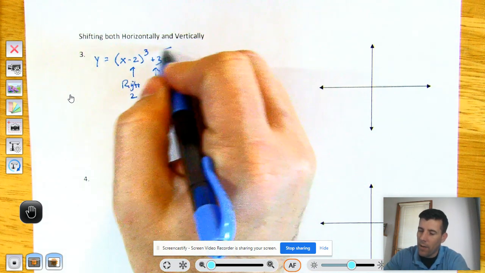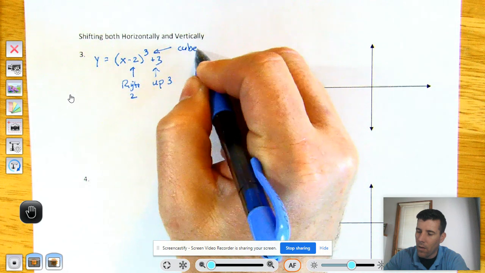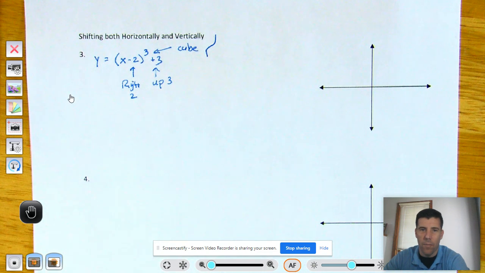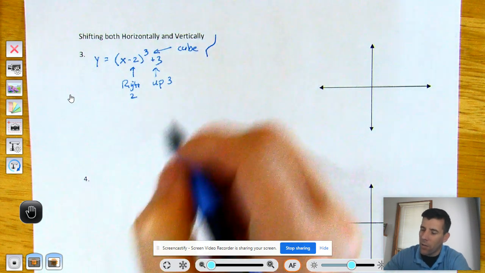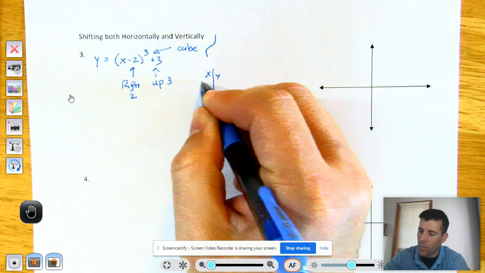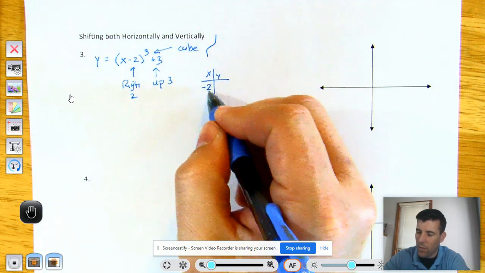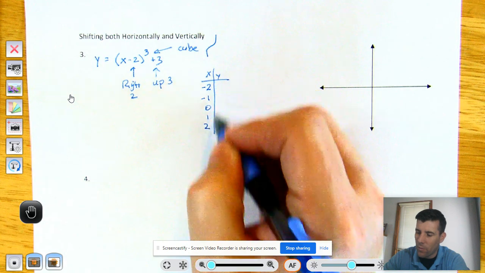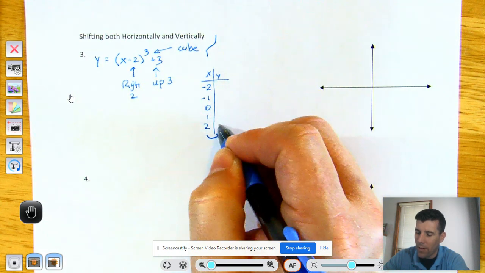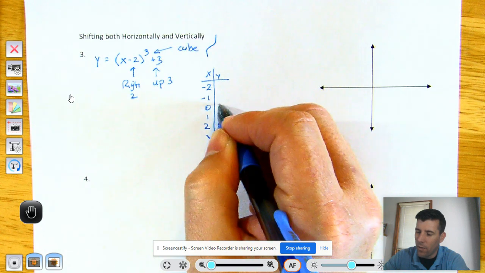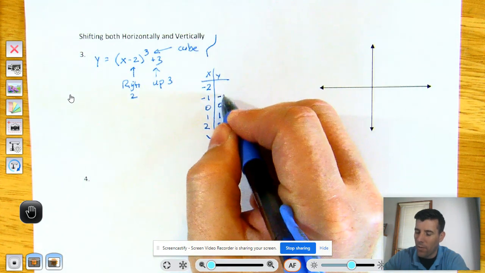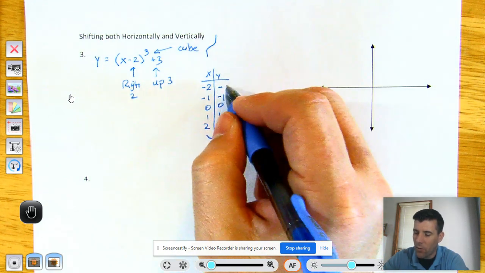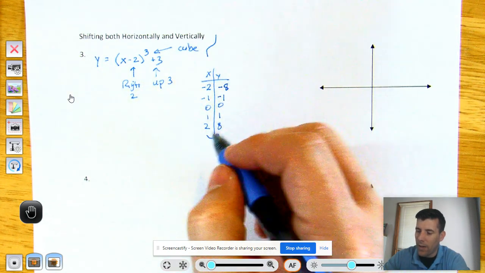And then this cubing tells us the basic shape of the graph is going to be something like that. But it's going to move right 2 and up 3. So let's look at how we would do that. The x values here, we usually stick with -2, -1, 0, 1, and 2. But now we're cubing those. Okay, so when I take 2 times 2 times 2, I get 8. 1 cubed is 1, 0 cubed is 0. Here I keep a -1, because -1 times -1 times -1 gives me -1. And then -2 cubed is going to be -8. So that's my starting function.